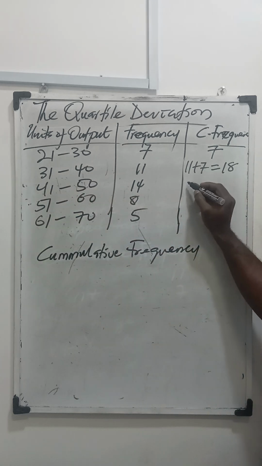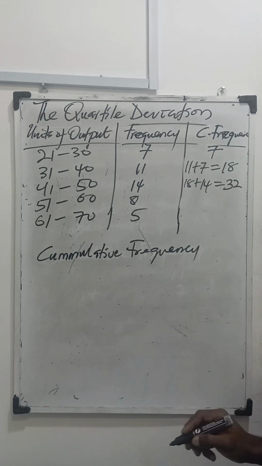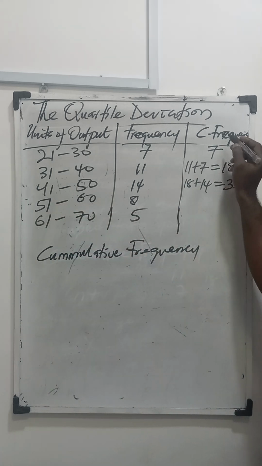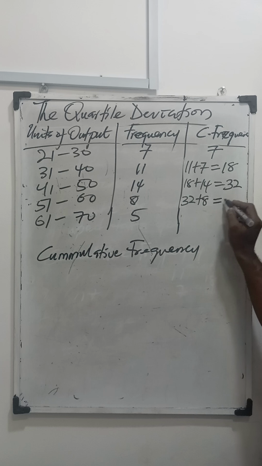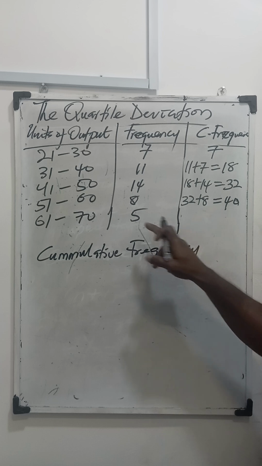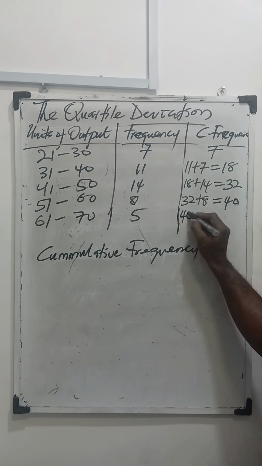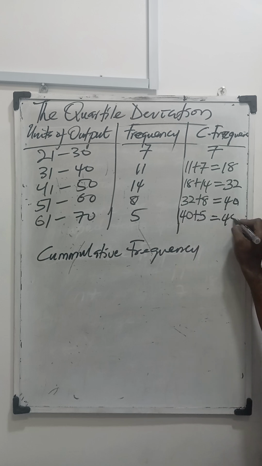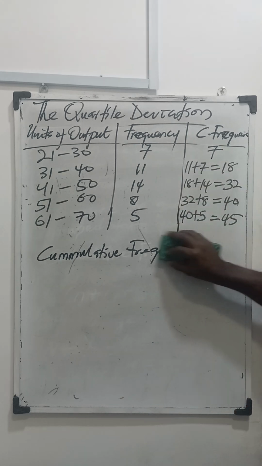41 to 50, the cumulative frequency will be 18 plus this 14 here, which will give you 32. So for 51 to 60, the cumulative frequency is going to be 32 plus 8, which gives you 40. Then for 61 to 70, the cumulative frequency is going to be 40 plus 5, which gives you 45. So you see that it is approximately equal to the number of employees that were given initially.